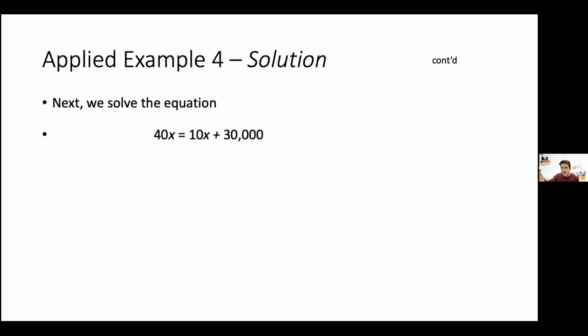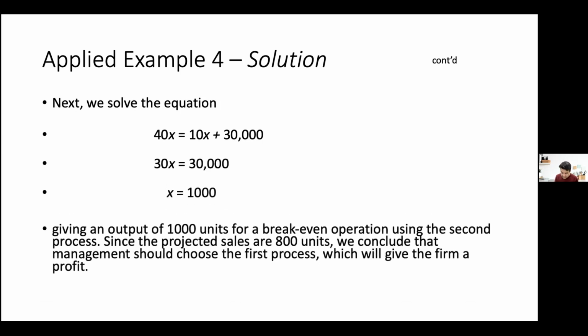Let's see what happens for option 2. The right side is different for the second way. So this time we have 40x equal to 10x plus $30,000. It's a little bit different. And if you do the math, the solution is going to be 1,000. Remember that. Projected units are going to be 800.